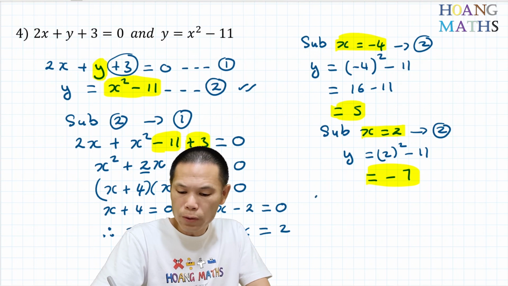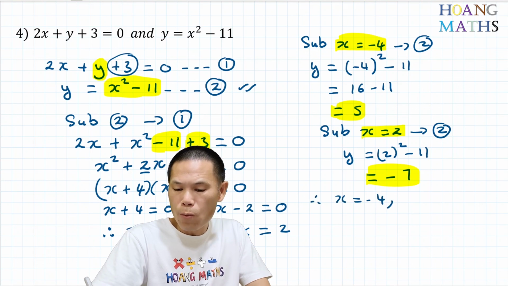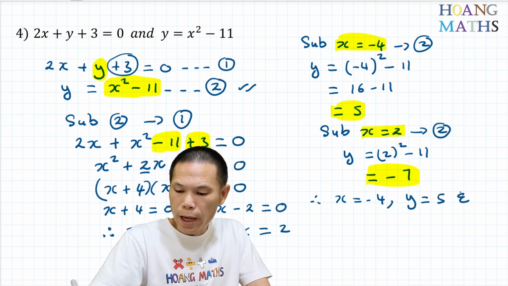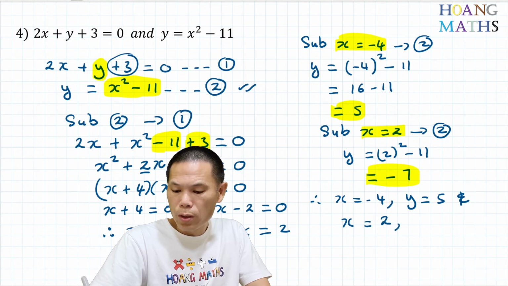So therefore, when x is equal to -4, y is equal to 5. And when x is equal to 2, y is equal to -7.